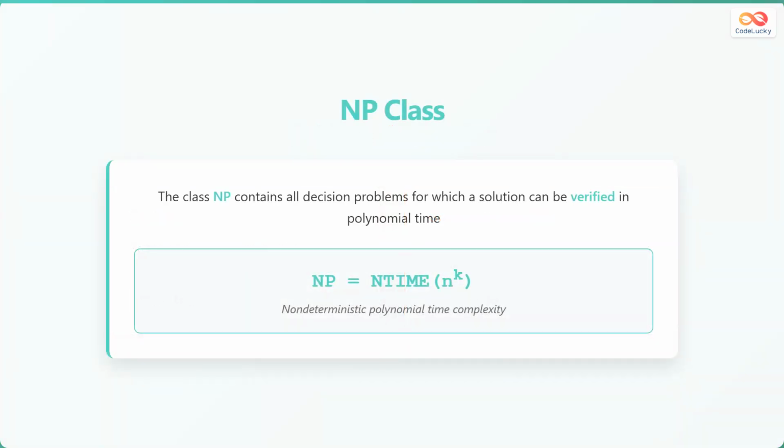Now, let us delve into the definition of the class NP. The class NP contains all decision problems for which a solution can be verified in polynomial time. This means if someone gives you a potential solution, you can check whether it is correct relatively quickly. The formula displayed here, NP equals time of n to the power of k, represents nondeterministic polynomial time complexity.